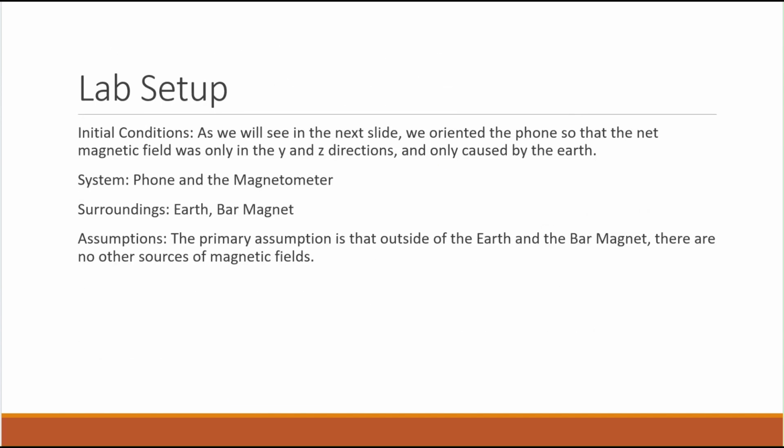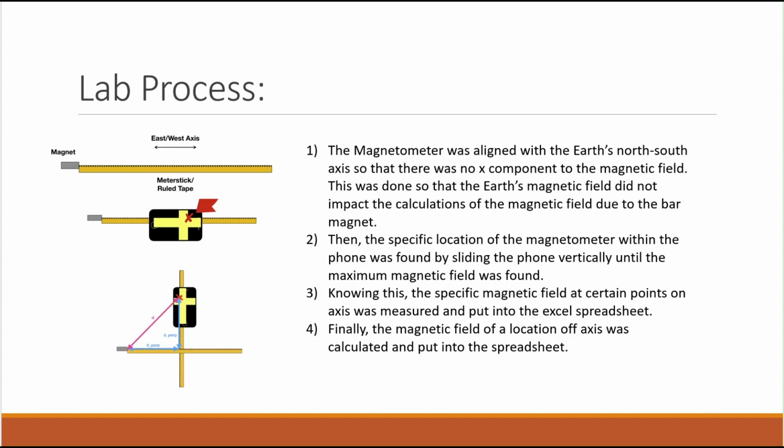So for our lab setup, our initial conditions, we'll see it in the next slide, but we oriented the phone so that the net magnetic field was only in the y and z directions and only caused by the Earth. And then the system is the phone and the magnetometer, and the surroundings are the Earth and the bar magnet. And the assumption is that outside of the Earth and the bar magnet, there are no other sources of magnetic fields. So how did our lab work?